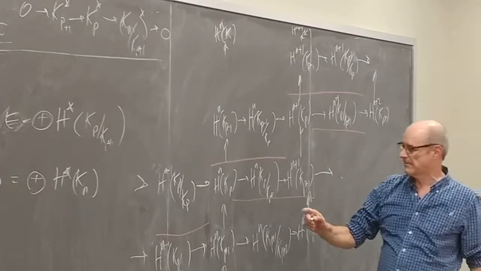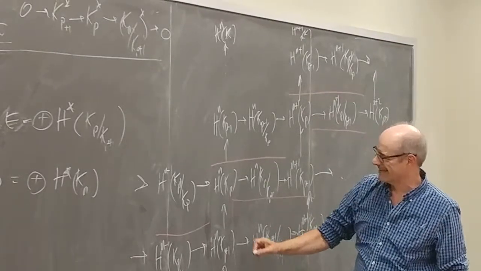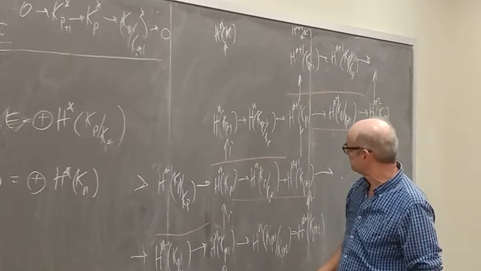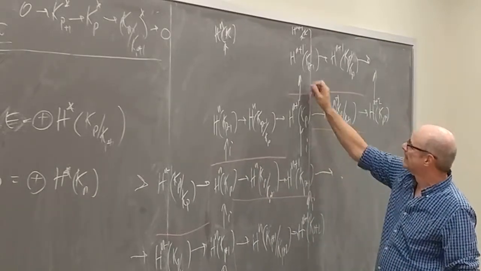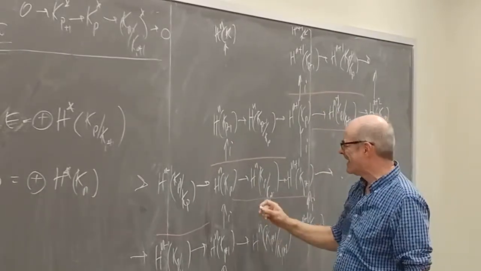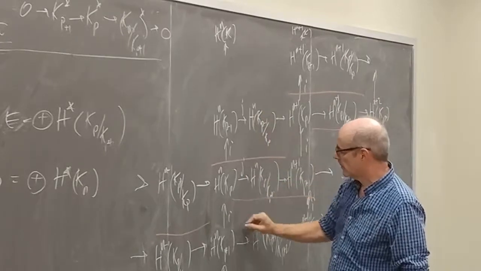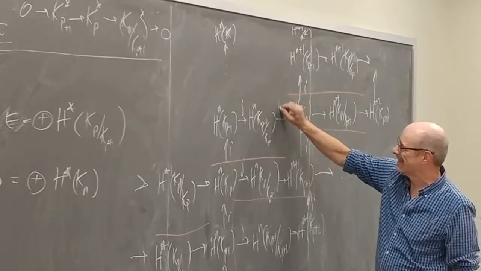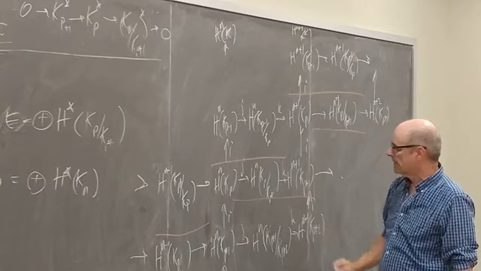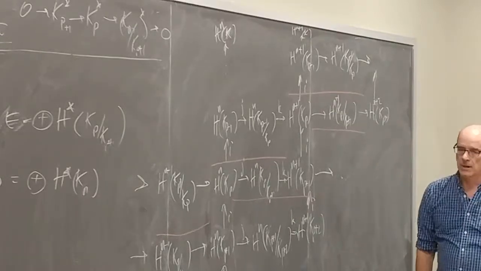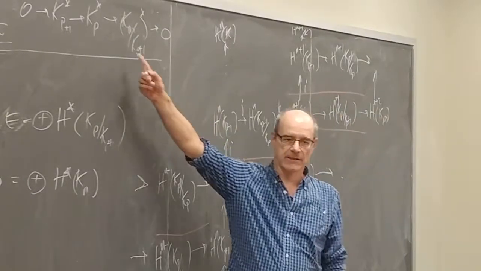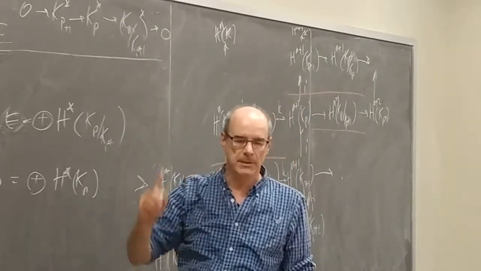Okay, so now let's put in some things. These vertical homomorphisms are the I's, and these horizontal things are the J's. And these are the K's. So the K is the boundary homomorphism in the long exact sequence that we got from the Serpent lemma.